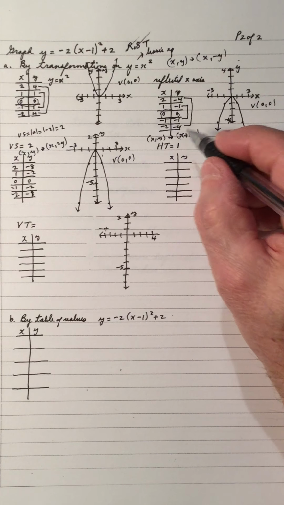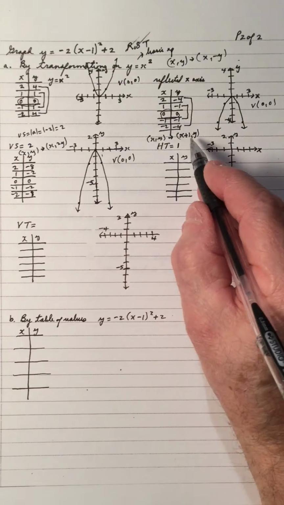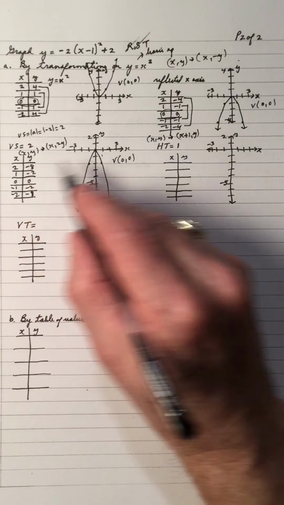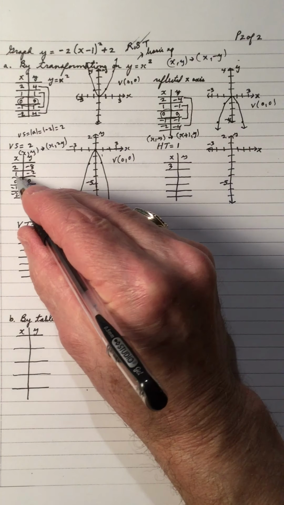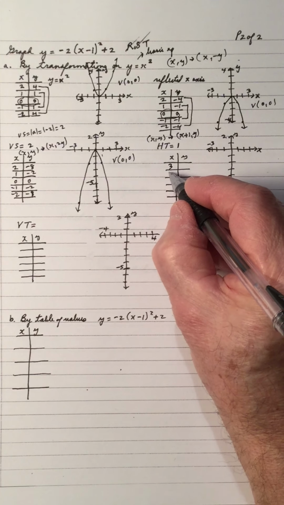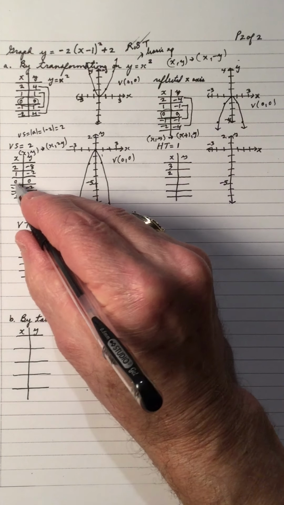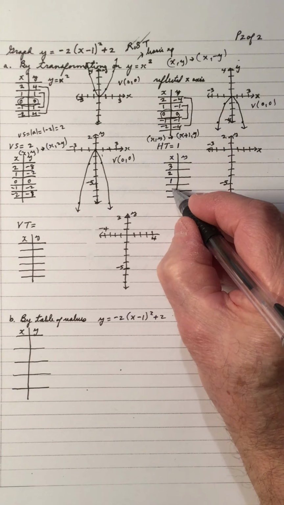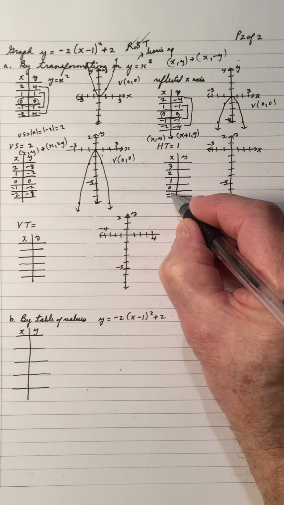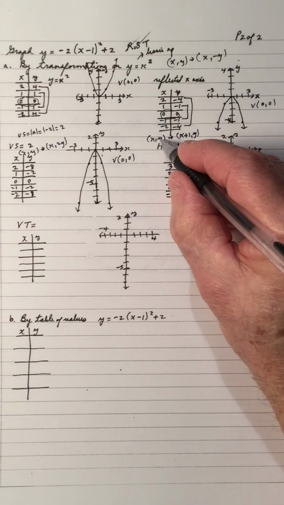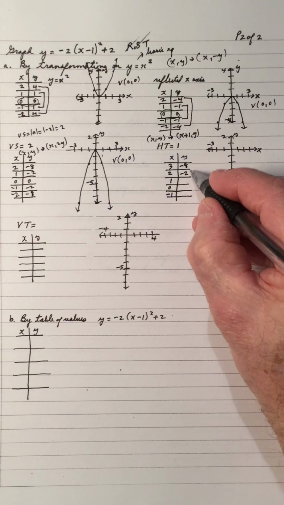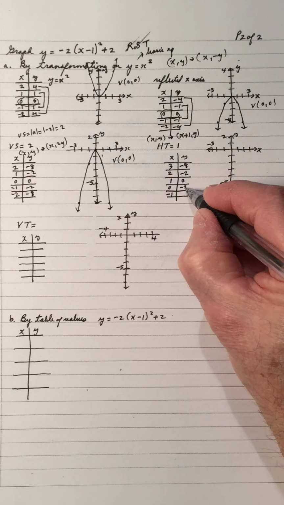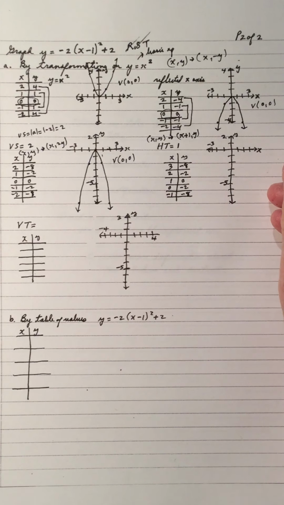So the horizontal translation is a plus 1. That means all the x values here have 1 added to them. So when x is 2, we get 2 plus 1 is 3. We add 1 to each one of these. So 1 gives me a 2, 0 gives me a 1. We're adding on 1, 0, -1. And the y values are not changing. So that's a -8, -2, 0, -2, -8.